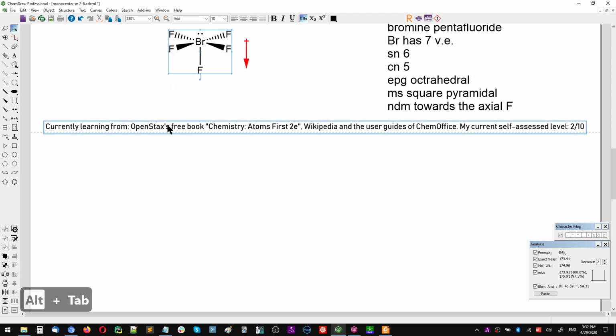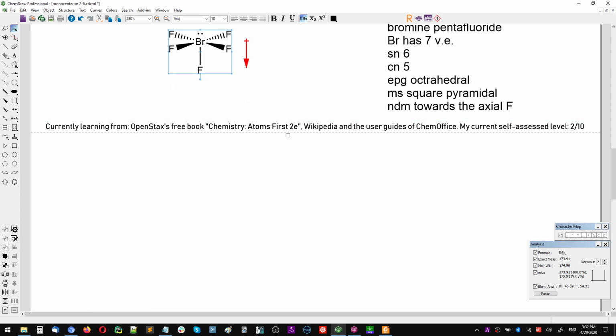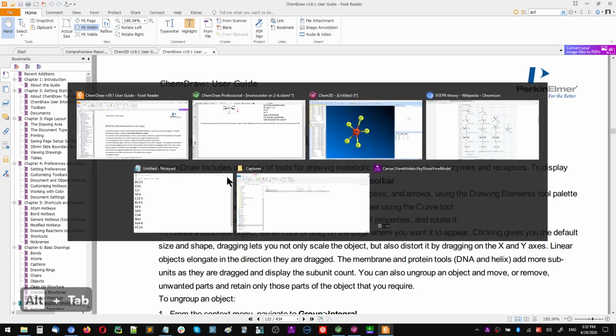Oh yeah, by the way, I'm learning from a free book from OpenStax called Chemistry Atoms First, second edition. I'm at chapter 5 right now. I'm also using Wikipedia and the user guides of ChemOffice, which are amazingly written.